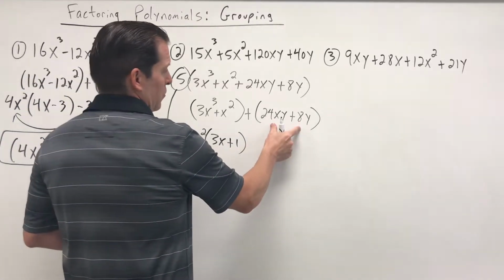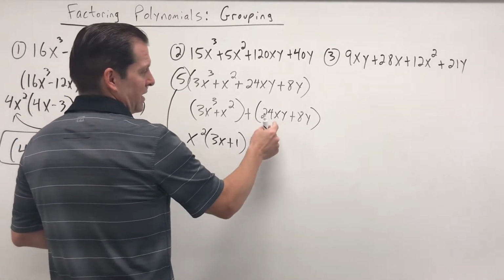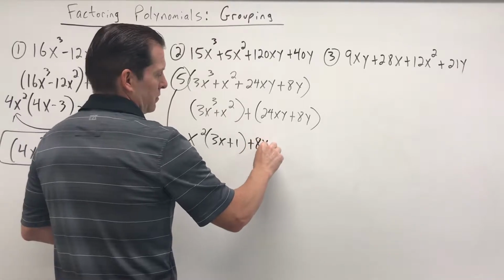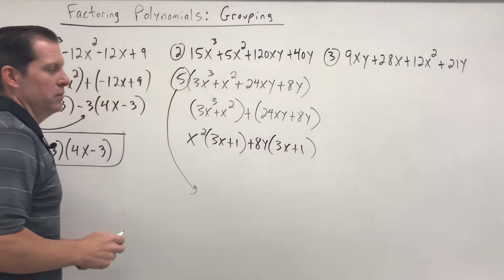Now look here, what can I take out of here? It's going to leave me with a 3x plus 1. Well, I could take out an 8 and I could take out a y. So I take that out. That leaves me with 3x plus 1.